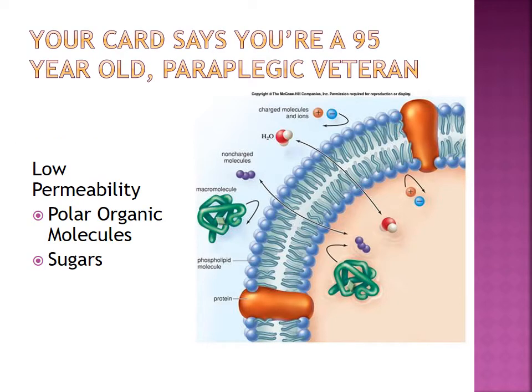As far as low permeability, things that don't get through often, you have polar organic molecules and sugars. You guys know sugars. What shape are sugars usually? Two types of shapes: hexose and pentose. They're round. They're big. They don't fit between the phospholipids. Oftentimes they're charged. If they're polar, they're going to interact with the hydrophilic head, but they'll be attracted to it. So they're not able to get through. They've sort of stopped at the border.